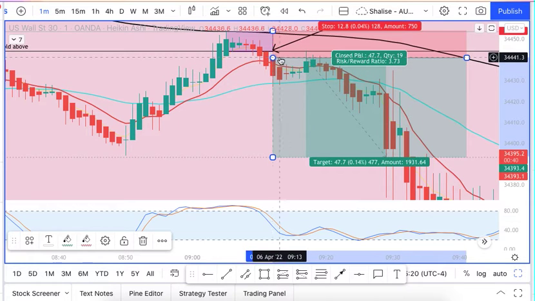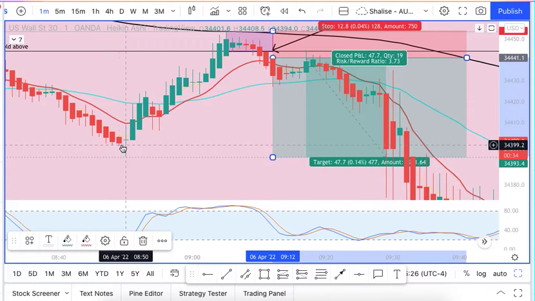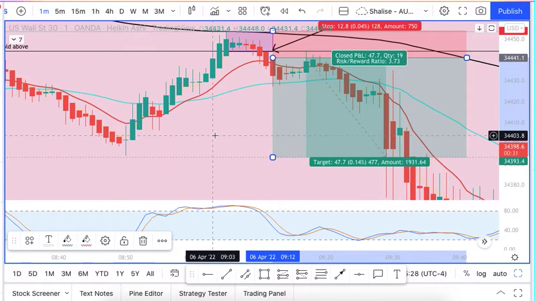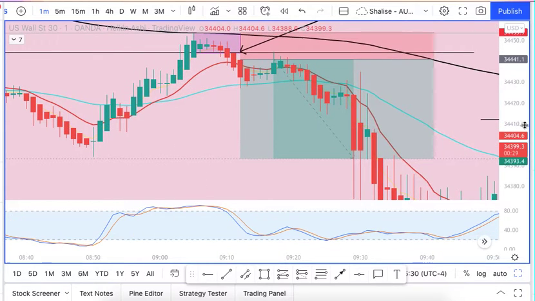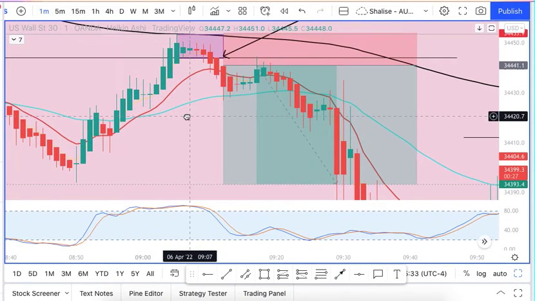Okay, so I got in right here, simply put my stop loss above the high, and my TP, as you know, is usually always going to be the previous low. Why? I said in my last video, because it doesn't always have to break.